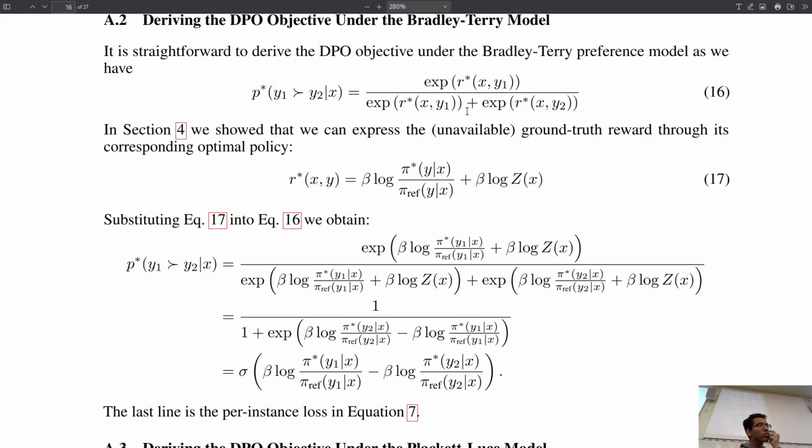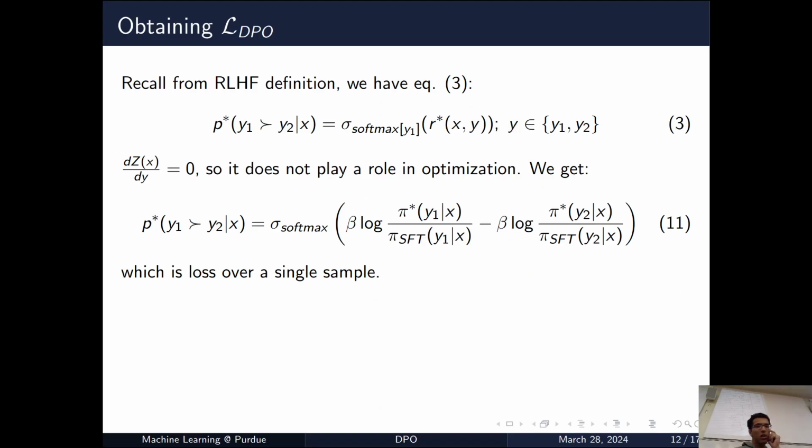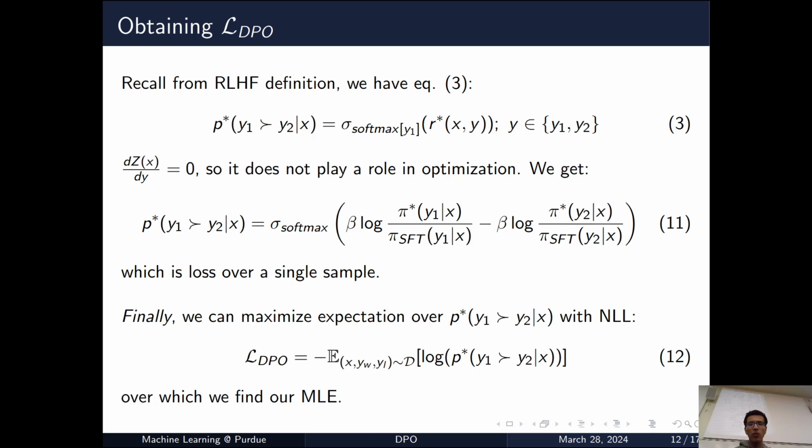L_DPO is what? So there's a loss function, right? That's just the negative log likelihood over the preference function. So we've managed to get this in closed form basically. L_DPO is the loss function we want to minimize. Maximize, because it's negative log likelihood. Want to maximize. And then what is the final form of that?